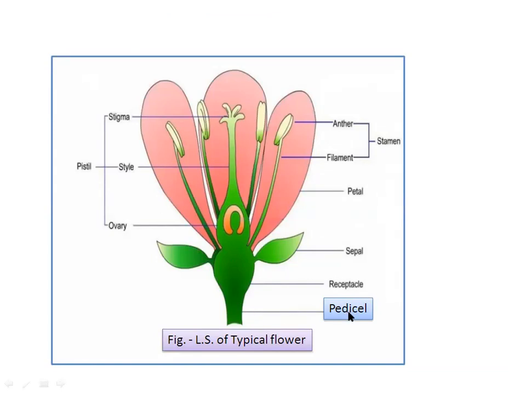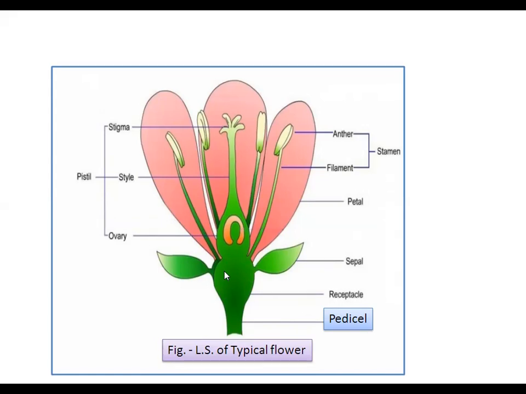First part is the pedicel. The pedicel is the stalk of the flower. Then the receptacle is also known as the thalamus. Thalamus is a somewhat swollen portion. It consists of nodes and internodes, four nodes and three internodes. From each node the floral whorls arise, and these floral whorls are arranged in a circular manner.